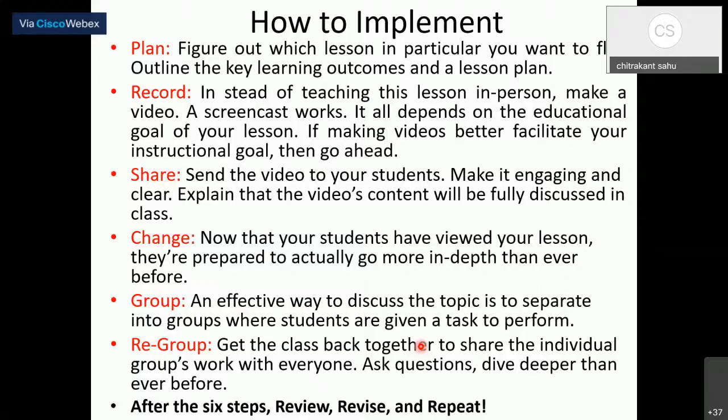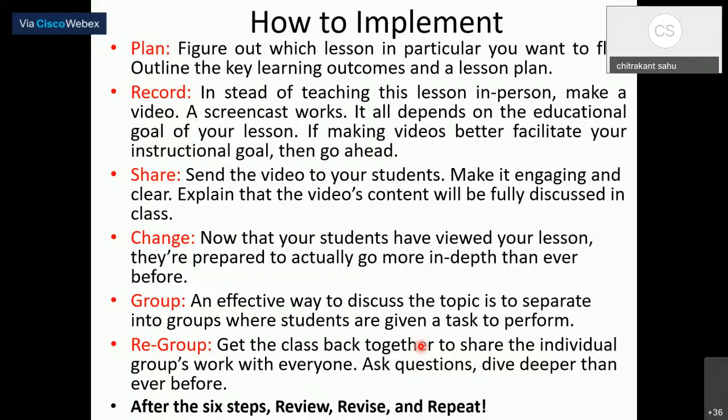Share: send the videos to your students. After recording the content, send it to them, make it engaging and clear. Explain that the video content will be fully discussed in class. All those are good practices. Change: now that your students have viewed the lessons, they are prepared to go in depth more than ever before. Earlier you could skip a few concepts and go directly to advanced topics after sharing the materials or videos with the students.